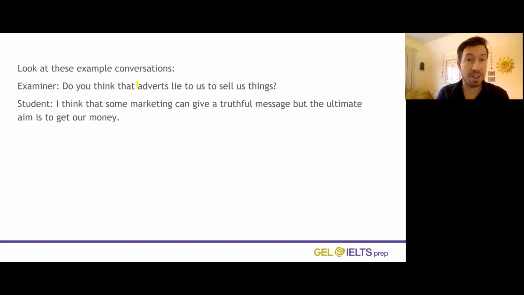So we've got adverts. The student has used the word marketing. Now, that is basically a synonym of adverts. Here we've got lie, and here say give a truthful message. So truthful is the opposite meaning, which is a kind of paraphrasing where you give, it's called the antonym, the word with the opposite meaning. But the ultimate aim is to get our money. So sell us things and get our money. These are paraphrased, again, synonyms.